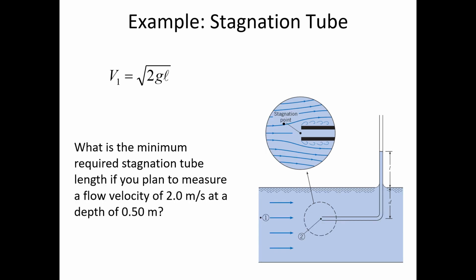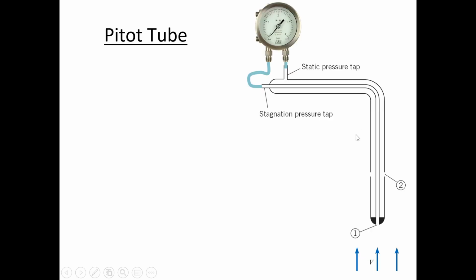Stagnation tubes are interesting, but just like piezometers, they're not particularly useful because they've got this open end at the top, and they rely on us measuring some length that could be really long depending on the velocity that's being intercepted. And so just like how piezometers are not as useful as manometers, stagnation tubes aren't as useful as pitot tubes. And so what a pitot tube is, it's a differential way of applying the Bernoulli equation. It's a way of measuring an increase in pressure simply due to the flow velocity.